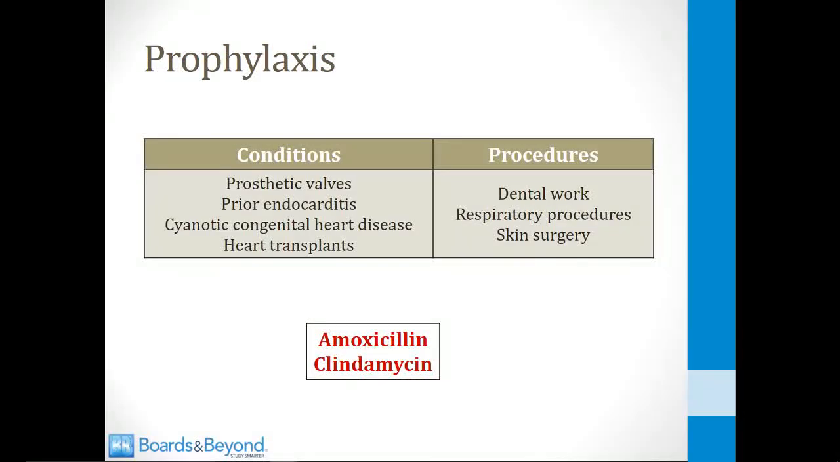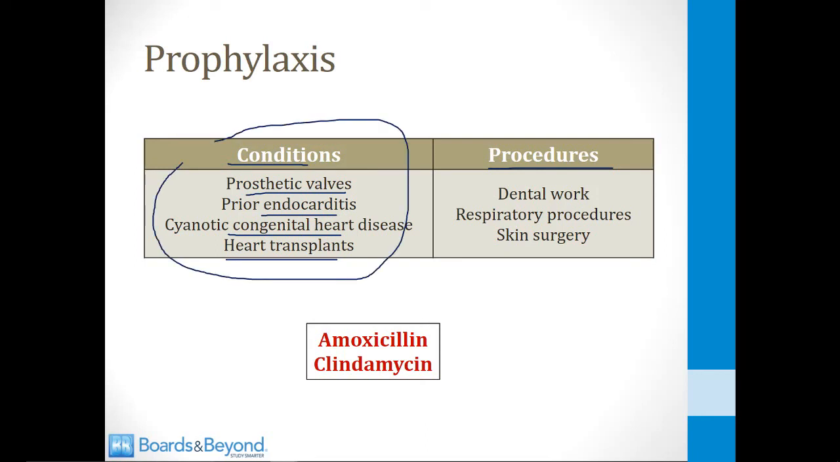So the patients that need antibiotic prophylaxis need to have one of the conditions shown on the left side of the screen, and they need to be undergoing one of the procedures shown on the right side of the screen. So the patients at highest risk for endocarditis are patients with prosthetic valves, patients who've had endocarditis before, or rare patients who have cyanotic congenital heart disease. This is very uncommon, or some patients with heart transplant. Now, even if they have one of these conditions, we don't necessarily always give antibiotics unless they're going for a high-risk procedure. The highest risk procedures that can lead to endocarditis are dental work, respiratory procedures, and skin surgery.